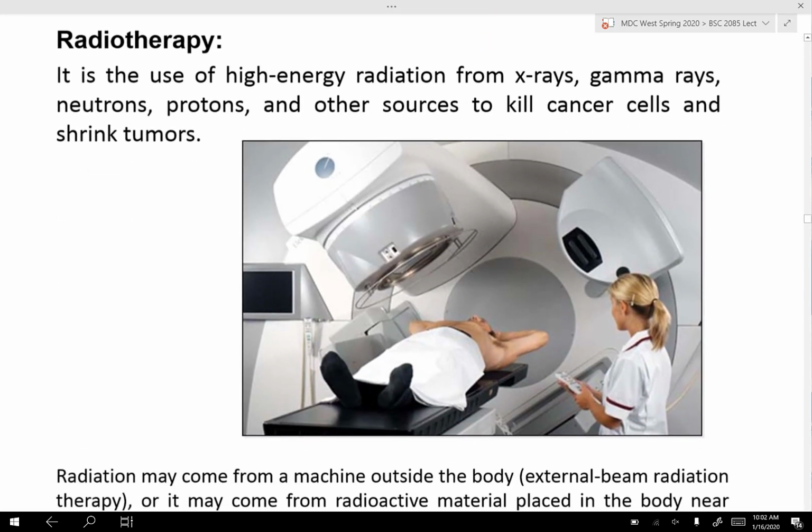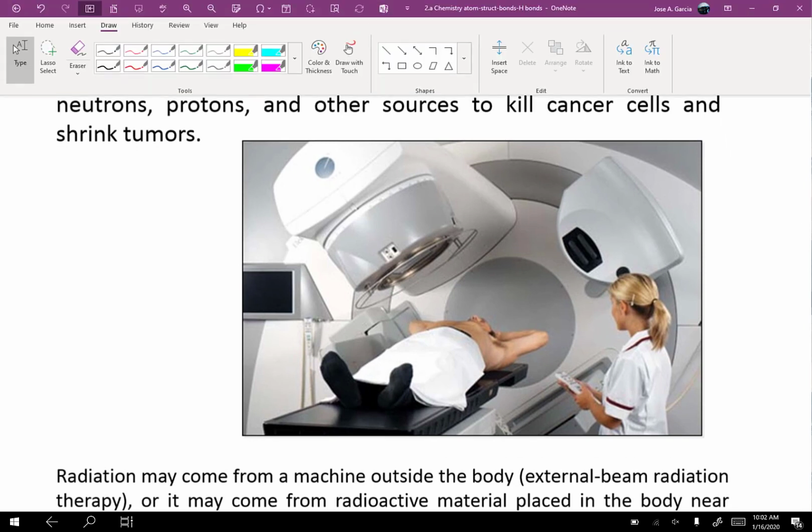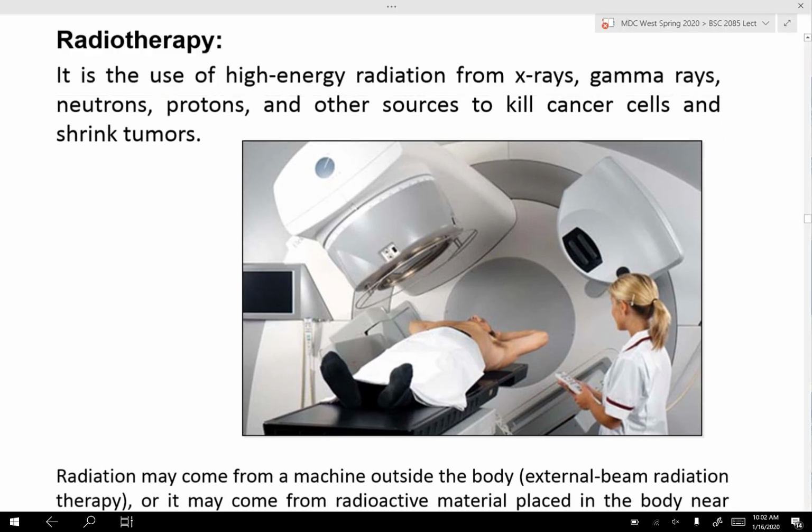And of course, we also use this for radiotherapy. Again, it's a high radiation, X-ray or gamma rays. Of course, there are neutrons, protons, right? And other sources that tend to help us in the what? In the fight against cancer. Now, this is the old way of doing it.